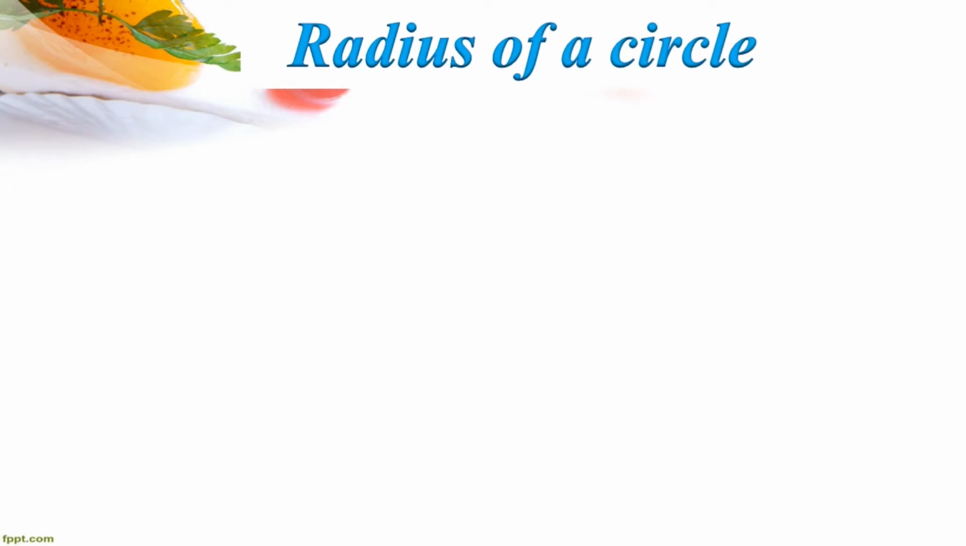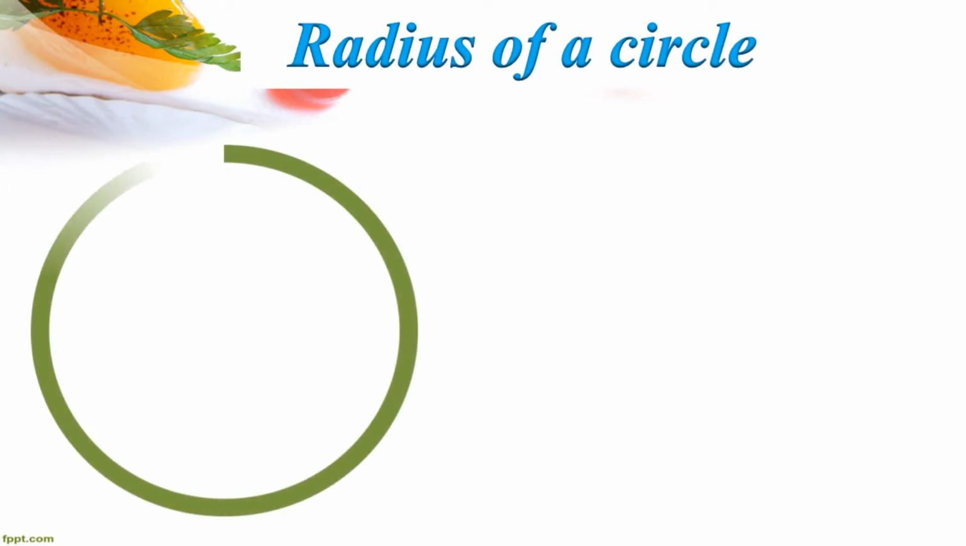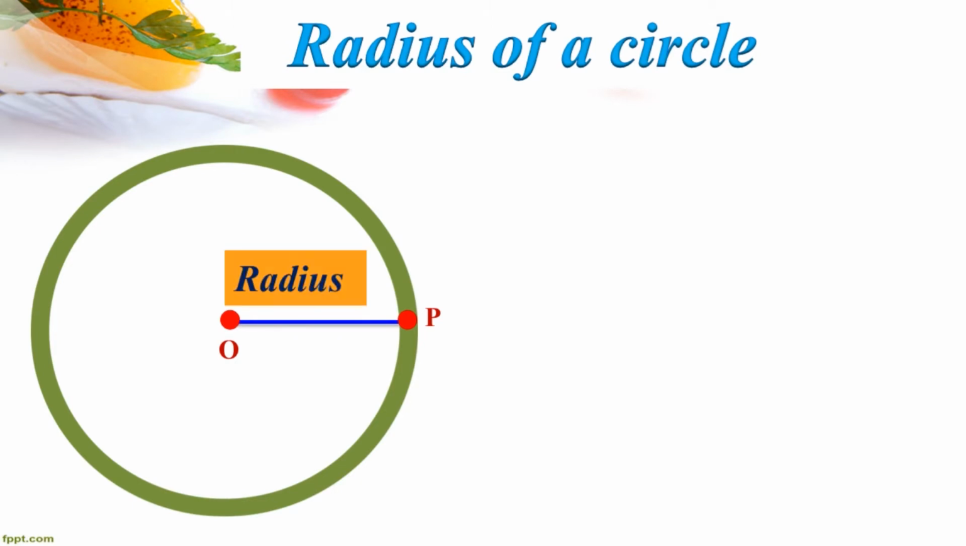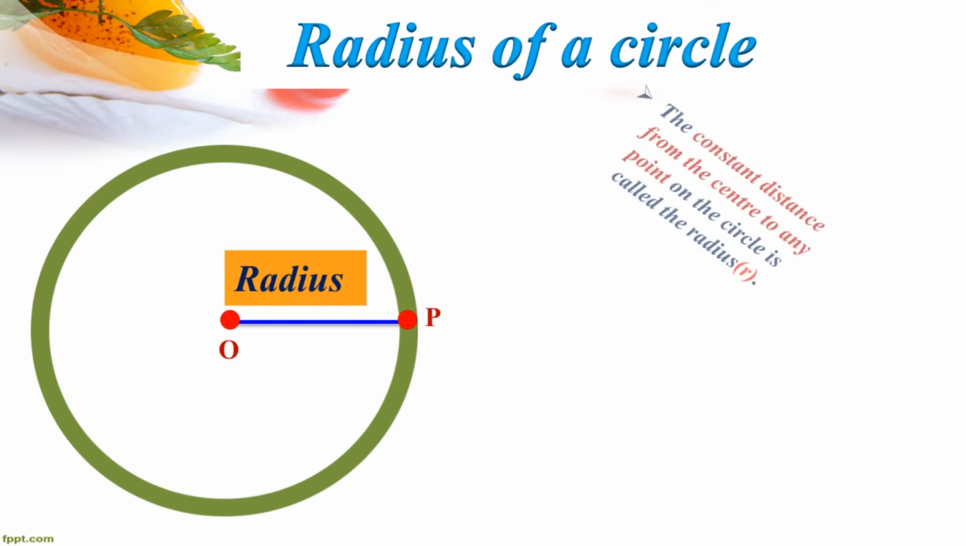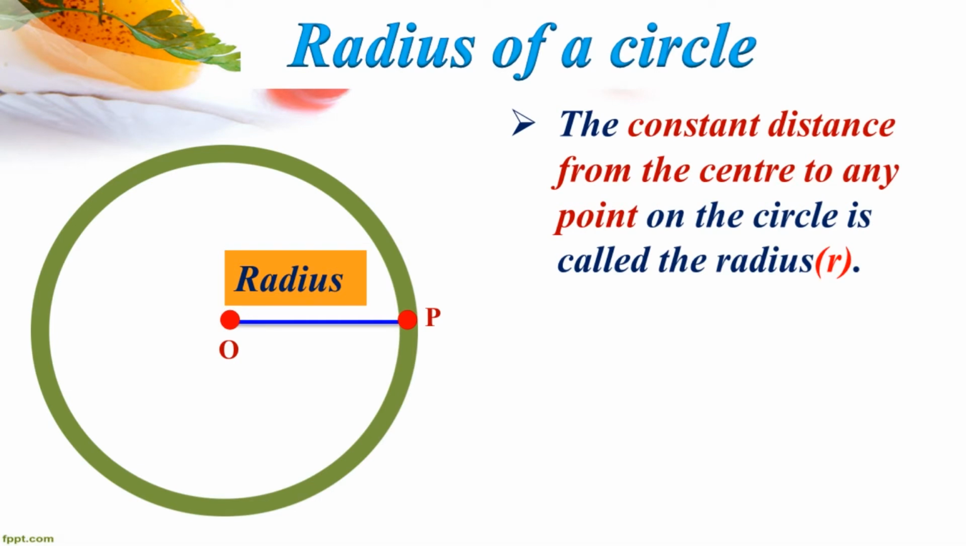So now coming to the radius of a circle. A line segment with one endpoint at the center of the circle and the other on the circle is called the radius. That is, the constant distance from the center to any point on the circle is called the radius. Here the radius is denoted by the small letter r.